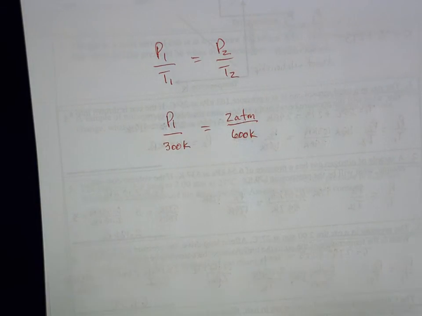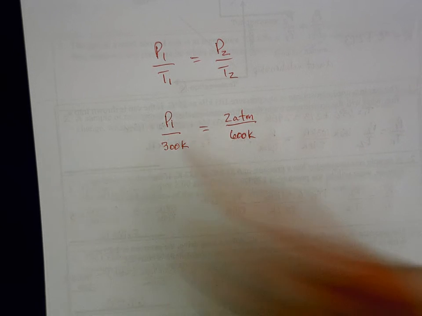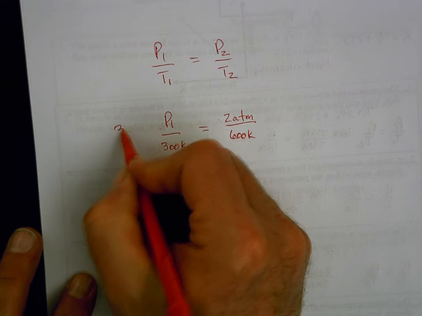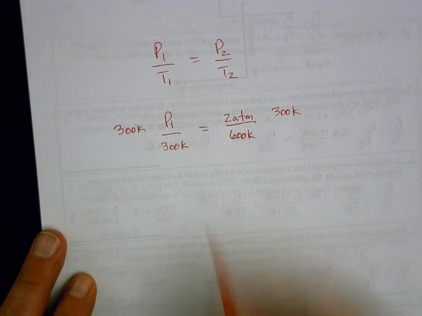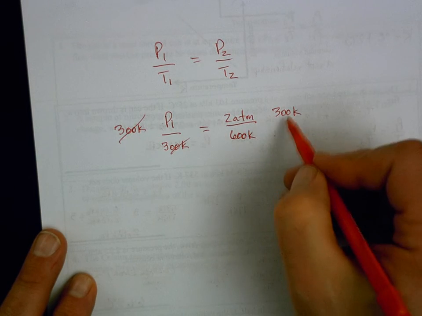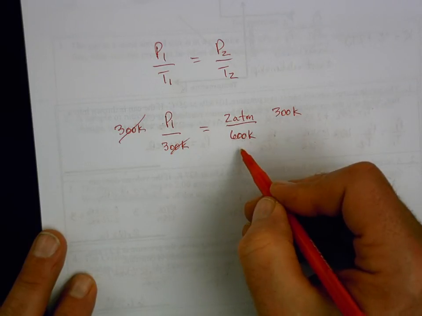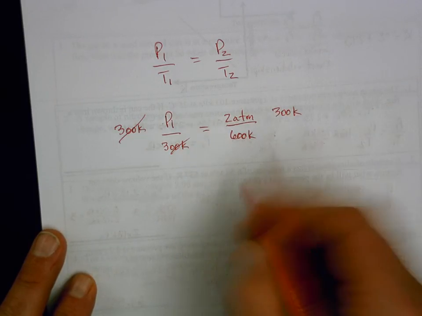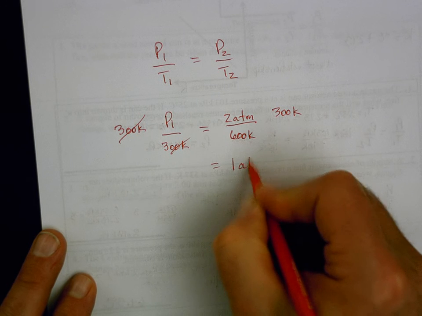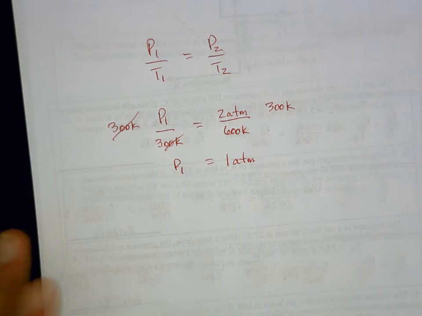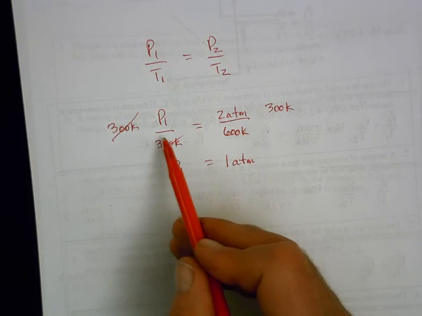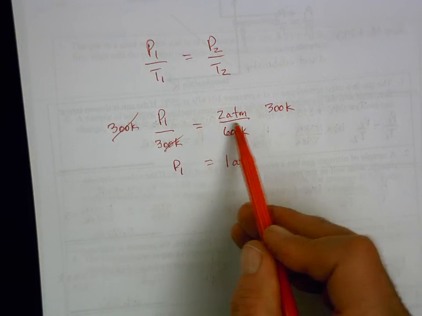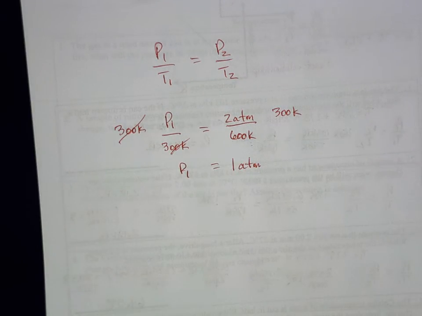Well, how would I solve this one? I want the P1 by itself, so in this case I would multiply both sides by the 300 K. So here again they cancel. Over here I have 300 over 600, which is a half. 2 times a half is 1. Or in other words, P1 has half the pressure because it had half the temperature. So it should work both ways. Any other questions?